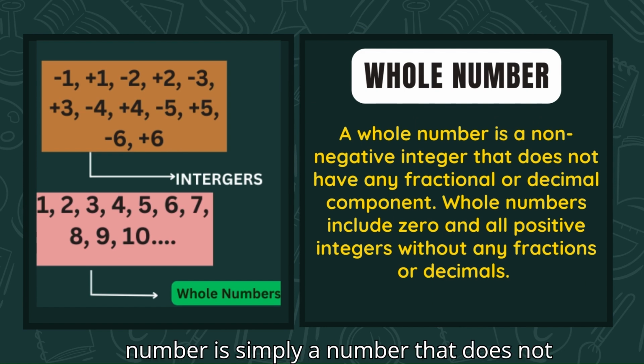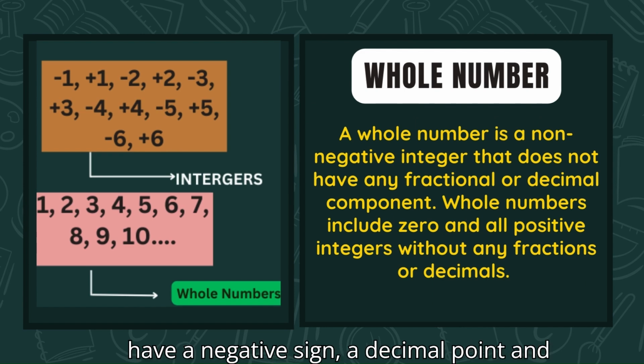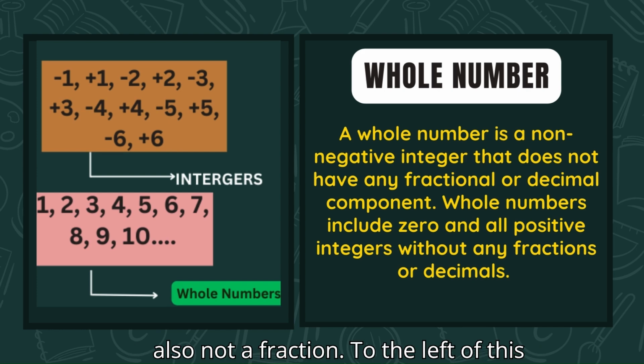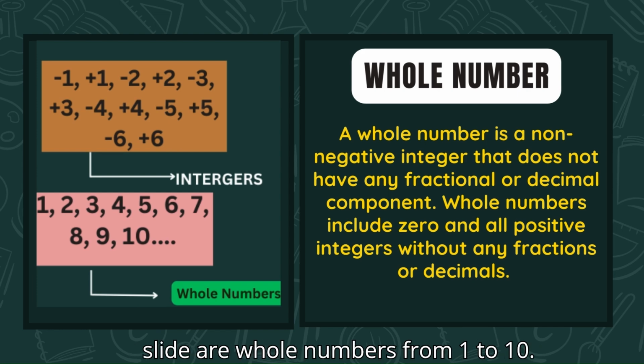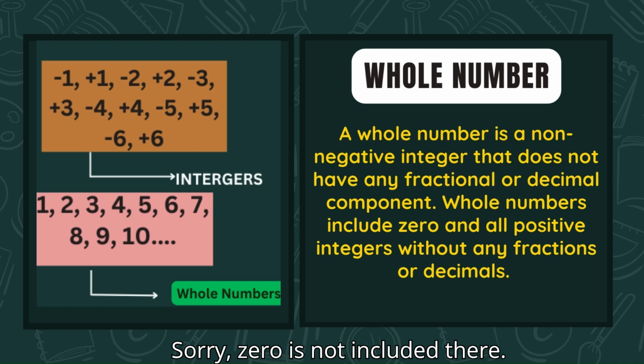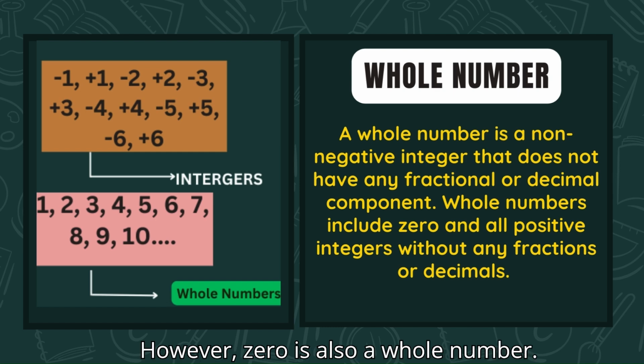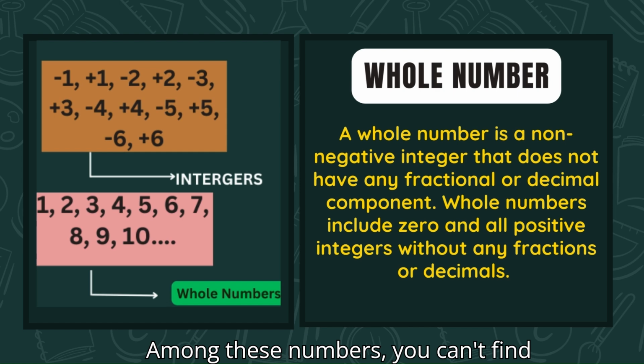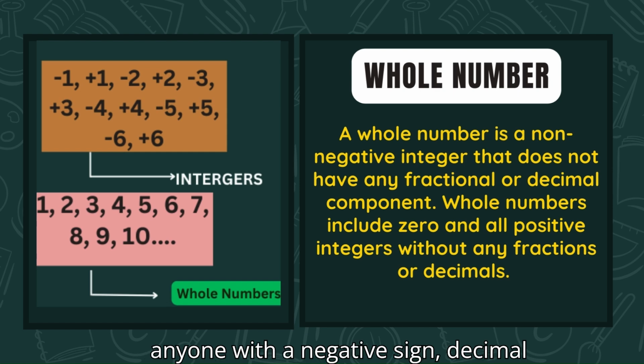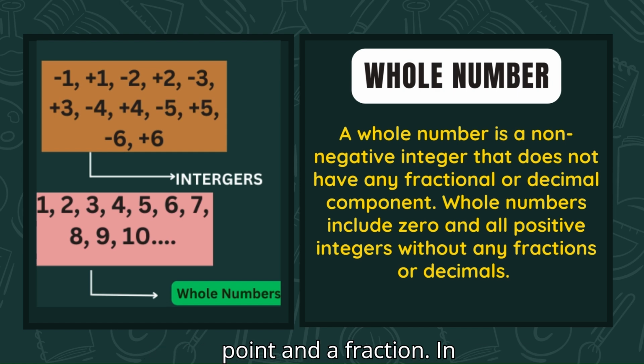A whole number is simply a number that does not have a negative sign, a decimal point, and also is not a fraction. To the left of this slide are whole numbers from 1 to 10. Sorry, 0 is not included there. However, 0 is also a whole number. Among these numbers, you can't find any with a negative sign, decimal point, or a fraction.